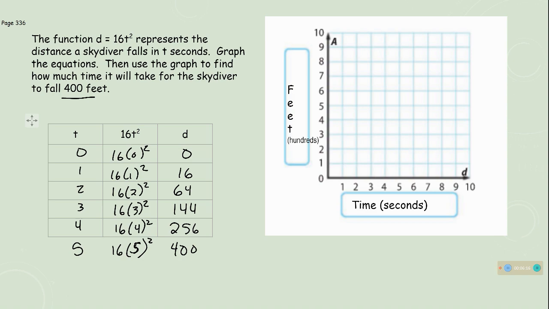To graph this, we start at 0, 0. You're going to go over 1 up 16, and since these are all in the hundreds, 16 is going to be real low. Over 2 and up 64. Over 3 up 144. Over 4 and up 256. Over 5 and up 400. And you can see that it looks something like this. And you can tell 400 feet is right here at 5. So it would take 5 seconds for a person to fall 400 feet.